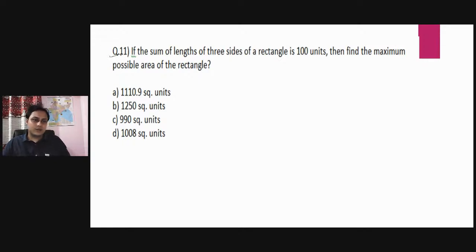So the question is number 11. If the sum of lengths of the three sides of a rectangle... So draw a rectangle. So guys, basically this is a question of maxima and minima. If the sum of lengths of three sides of a rectangle is 100 units, so take this side as A, means breadth A, length B. So this should be A. Opposite sides are equal in a rectangle, right? So guys, it is given that 2A plus B is 100, right?